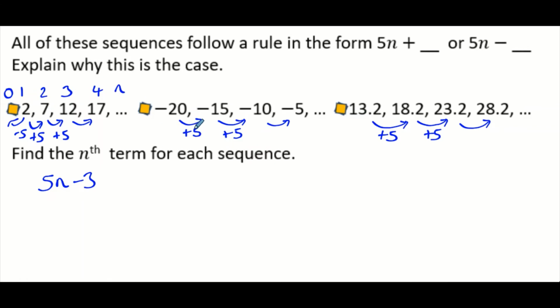Same sort of idea for this one then. If we were to go back to the 0th term, we would have minus 25. So this sequence will be 5n minus 25. And finally this sequence, if we were to go back to the previous term, that would be 8.2. So it's going to be 5n plus 8.2.